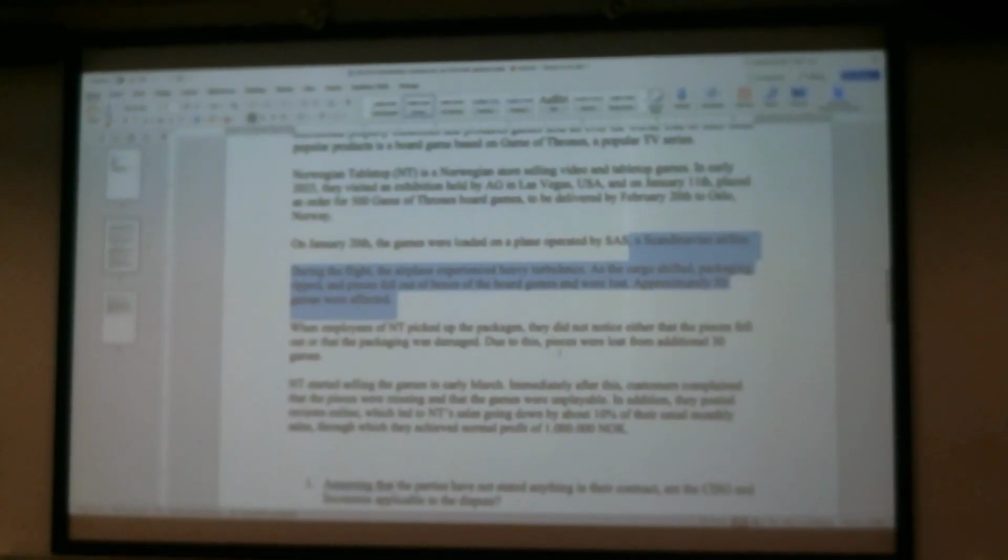Immediately now you should be thinking, okay, it's probably important that they got to see them in person for the purposes of conformity, but later on that. So the games were loaded on a plane operated by SAS. The plane experienced turbulence. As the cargo shifted, packaging ripped, pieces fell out of the box and were lost. 50 games were affected. When they picked them up, they did not notice that the pieces fell out and lost some additional stuff. And then we have something on damages.